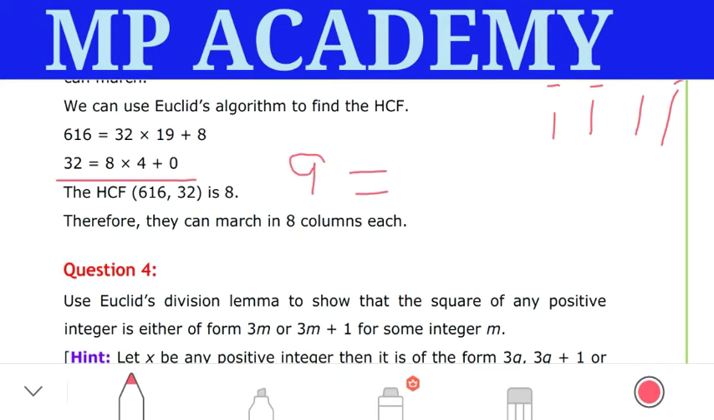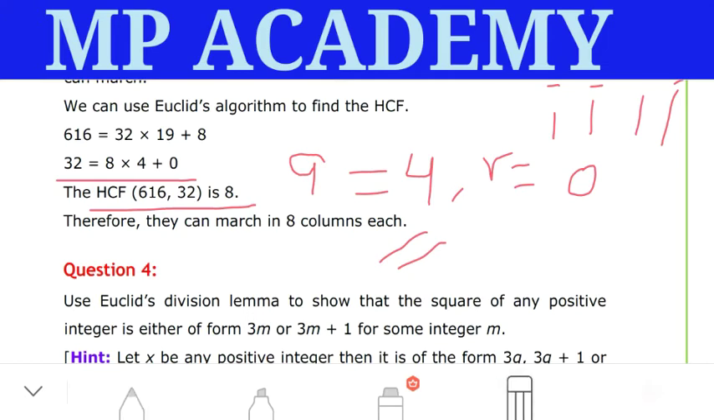Now the remainder 8 is not equal to 0, so we again apply Euclid's lemma. We divide 32 by 8, then we get quotient 4 and remainder 0. So ultimately we get remainder equal to 0. Therefore the HCF of 616 and 32 is 8. Therefore they can merge in 8 columns each. It's completed.